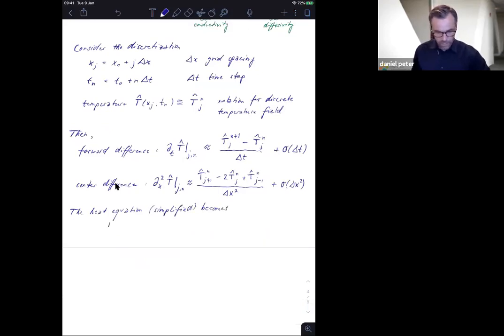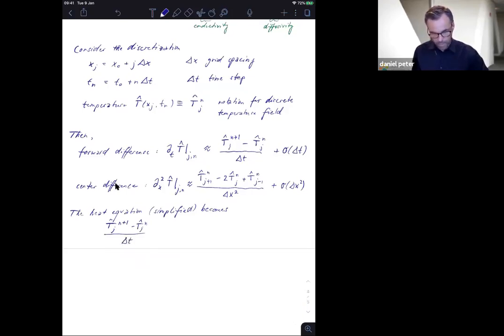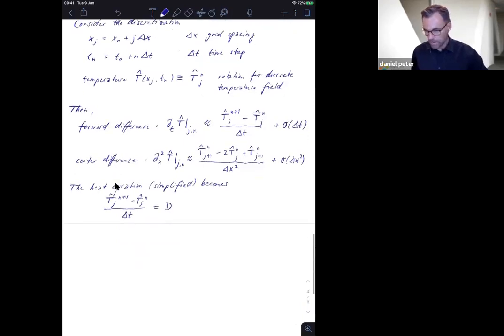So it becomes our time derivative on the left-hand side, for delta t, is equal to this diffusivity constant D times now the spatial derivative, which we can write by this approximation of the central difference scheme, plus T_{j-1}, divided by delta x squared.